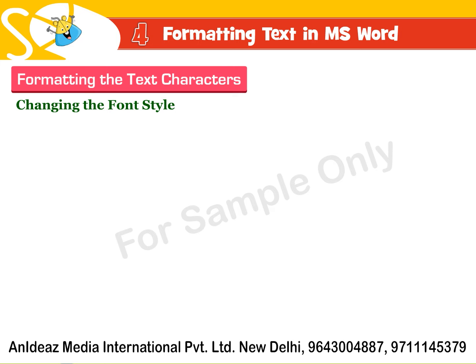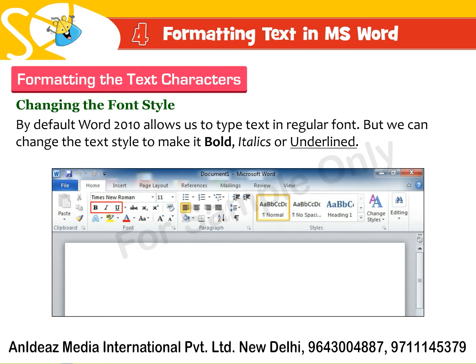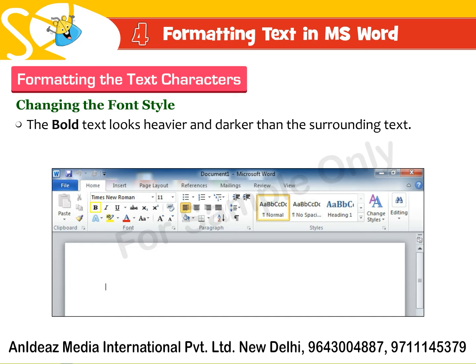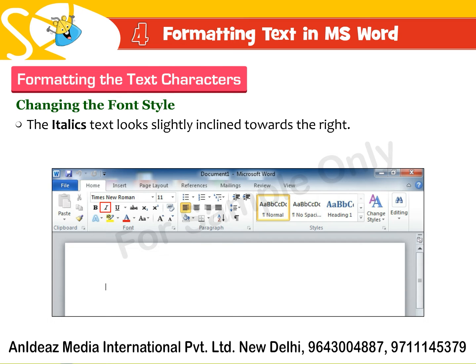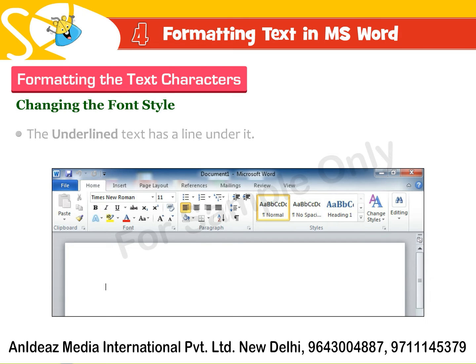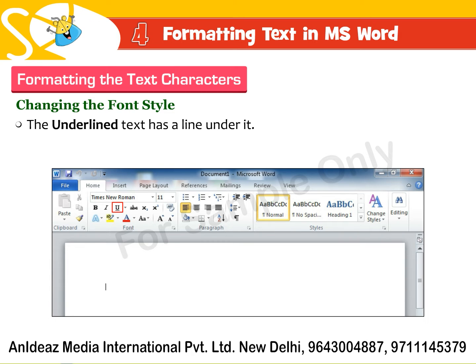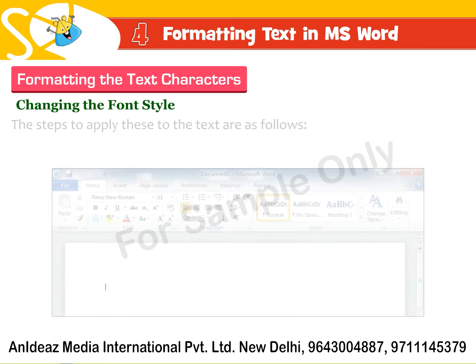Changing the font style. By default, Word 2010 allows us to type text in regular font, but we can change the text style to make it bold, italics, or underlined. The bold text looks heavier and darker than the surrounding text. The italics text looks slightly inclined towards the right. The underlined text has a line under it. The steps to apply these to the text are as follows.